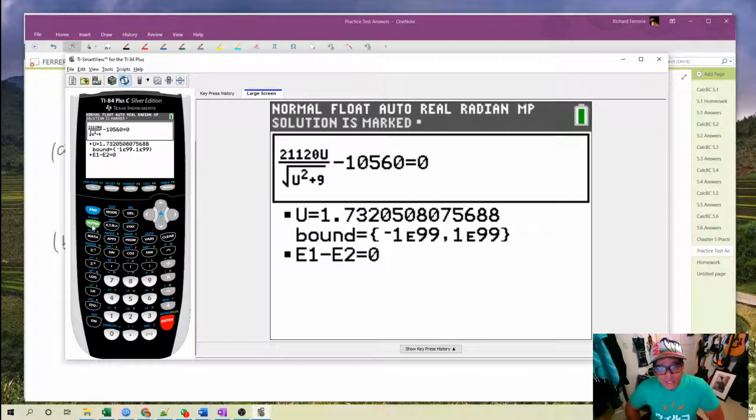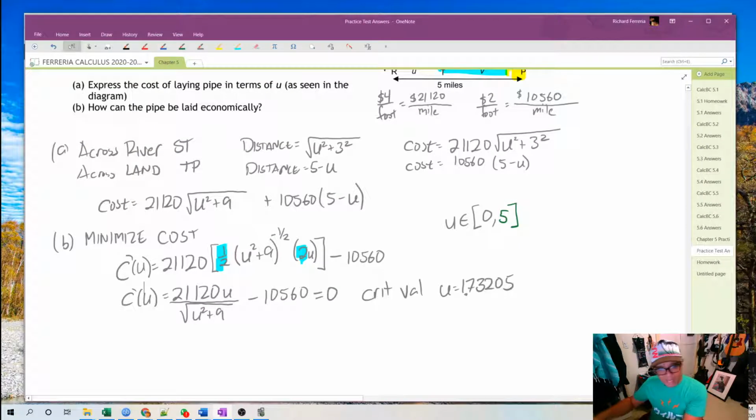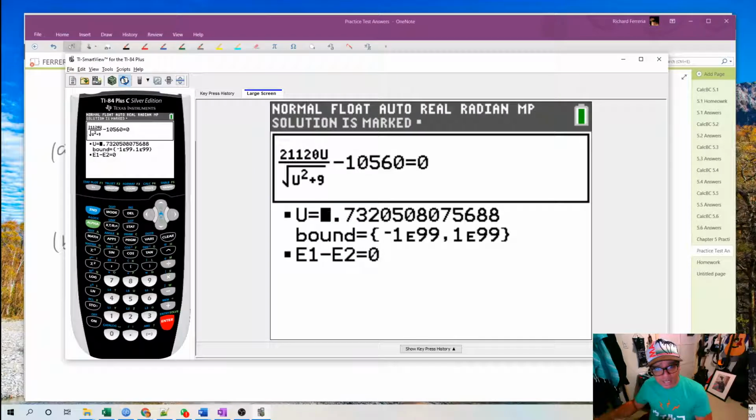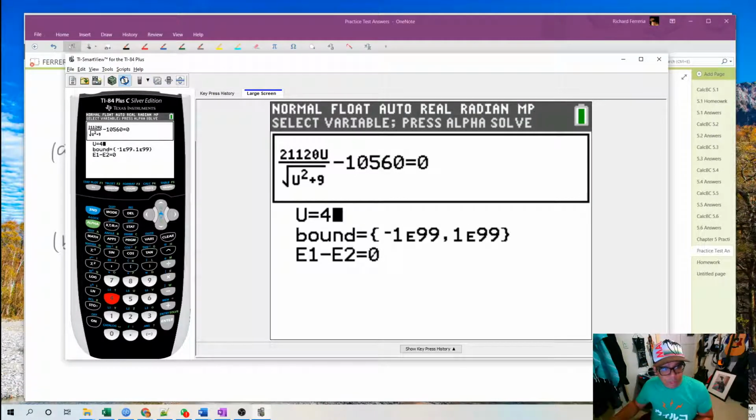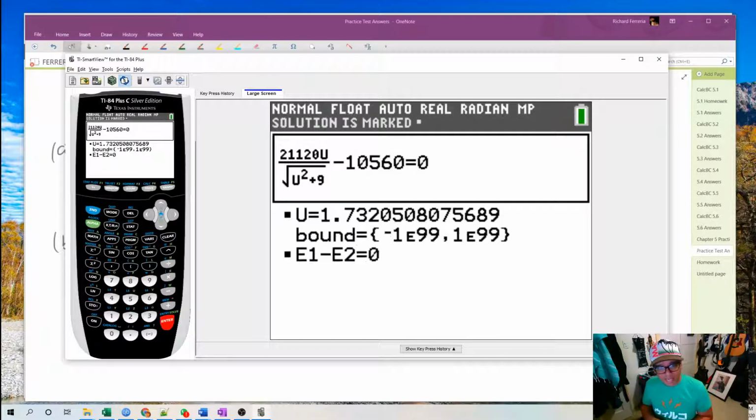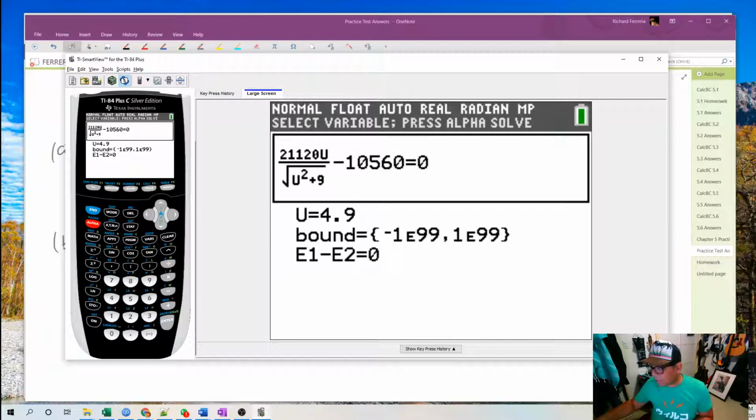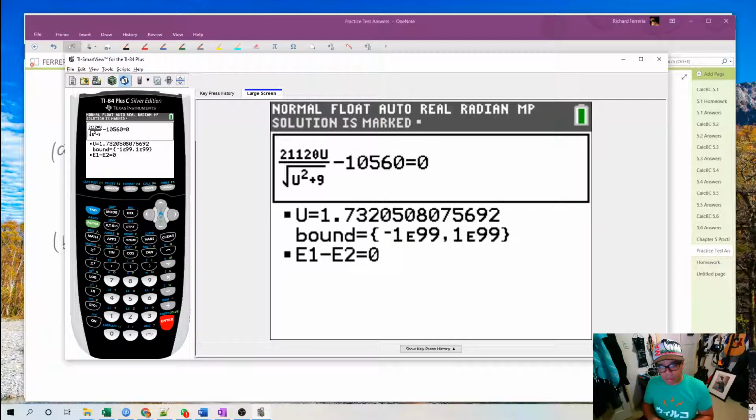Okay, 1.73205. We'll write that down in our work, and if we're not satisfied that there's only one root here, we can substitute another value for u. Let's try closer to 4. And we get that same one. How about 4.9? Notice I'm getting all the way to the other end of the domain here. Okay, so that's that.